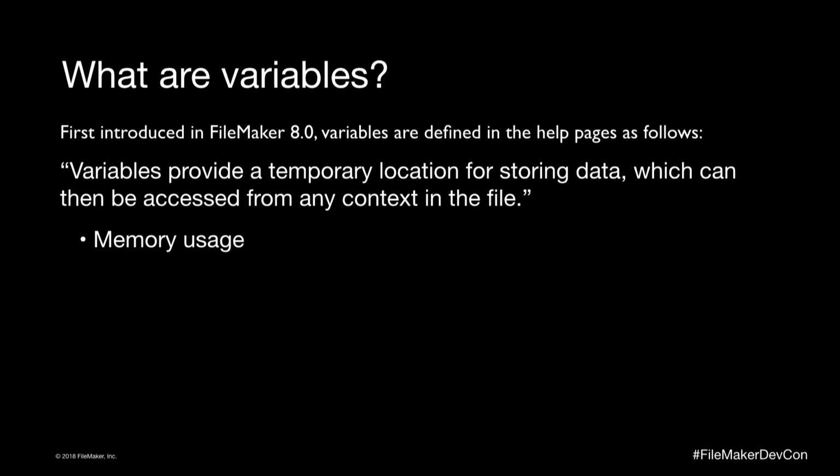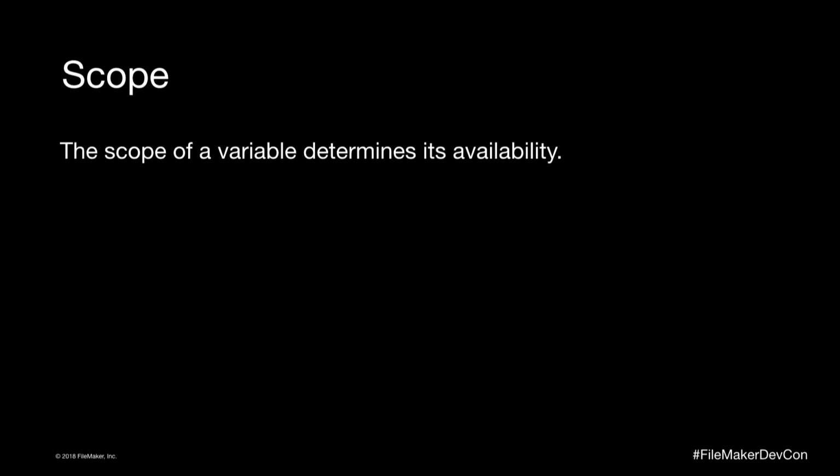So what are some concerns using variables? There's memory usage, right? They do take up some space in memory. And we're going to talk about scope too. So more about scope. Variables are defined by their scope in FileMaker. They're limited to a single file, right? So if you think of a file as an application, they don't go outside of that scope. So at the maximum, you're limited to using them in the same file.